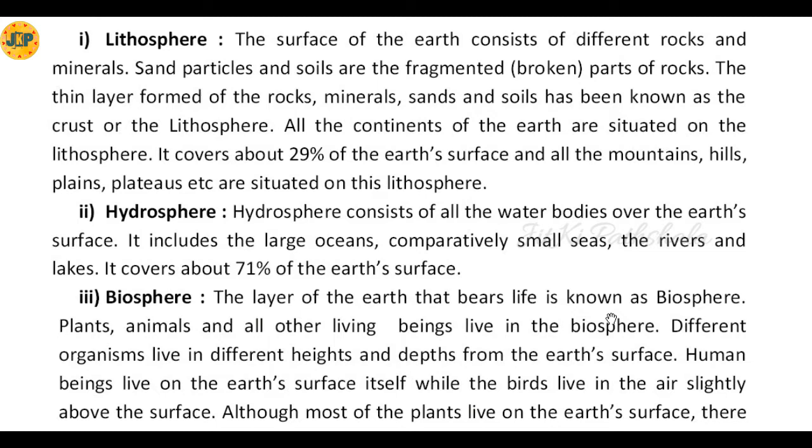So let's see the second zone where the components of environment are present, and that is hydrosphere. Hydrosphere consists of all the water bodies over the earth's surface. It includes the large oceans, comparatively small seas, rivers and lakes. So hydrosphere basically consists of all the places where water is generally found, like oceans, seas, rivers, lakes, ponds, etc. And it covers about 71% of the earth's surface.